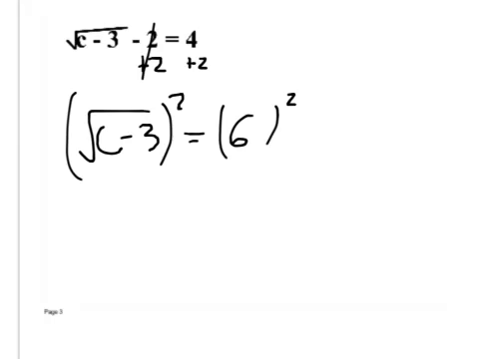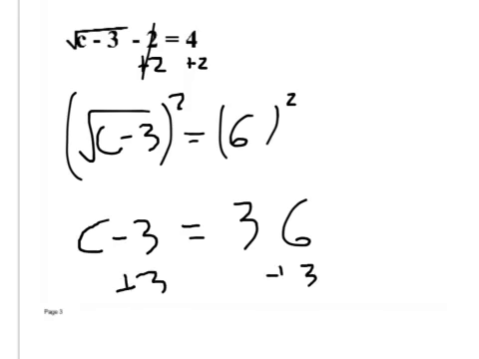The square root of c minus 3 squared is c minus 3. 6 squared is 36. It's not 6 times 2, it's 6 times 6. We add 3 to both sides. What is 36 plus 3? 39.